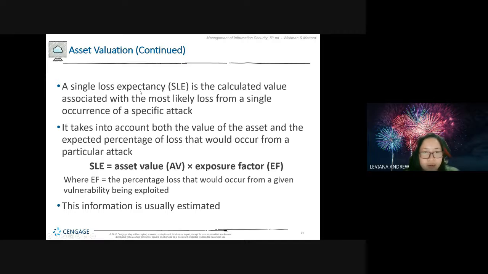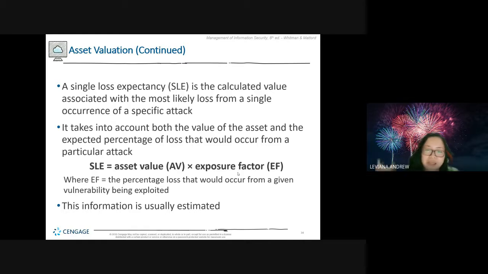Okay, single loss expectancy. So the calculation is asset value times the exposure factor. For example, one system equals 10,000. So times how much factor? Maybe disaster, natural disaster, fire, and then internet shutdown, that is 2, and then virus 3.